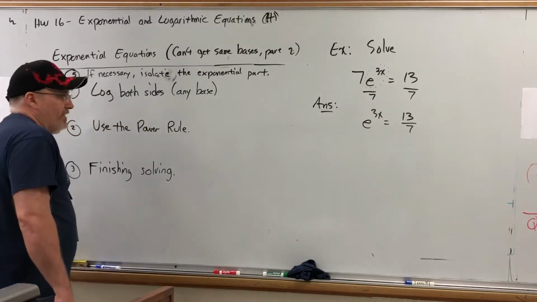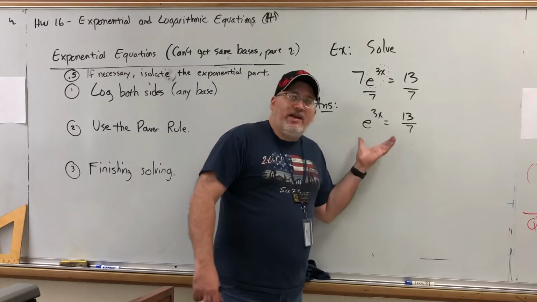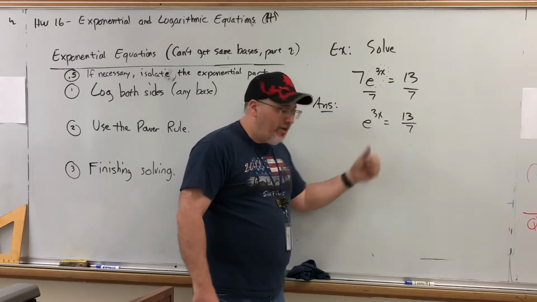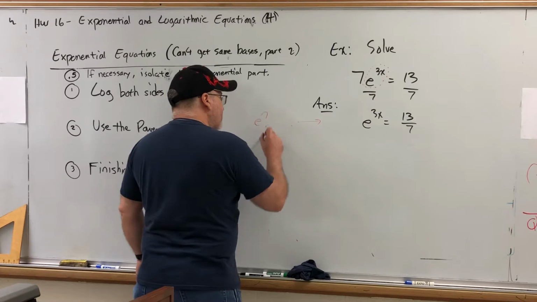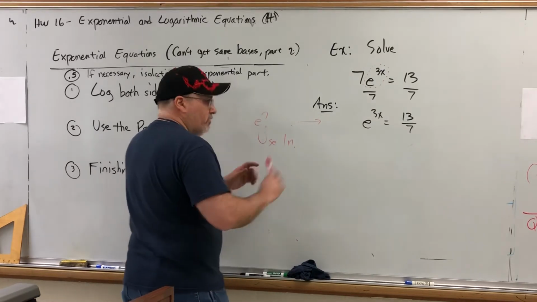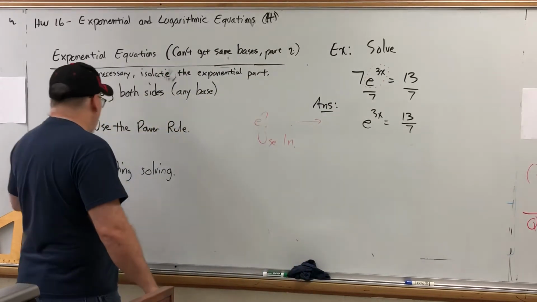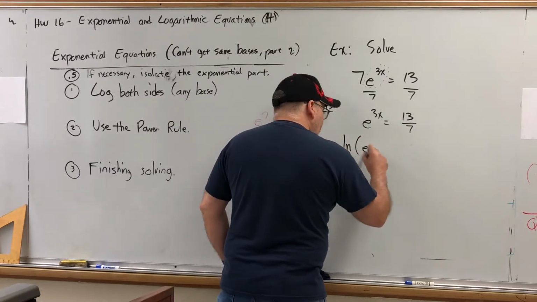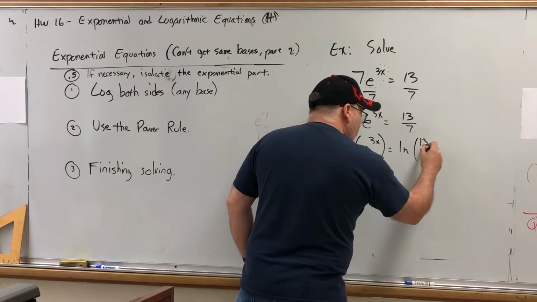Now we can log both sides using any base. Little word of advice. If you're about to bring out a logarithm of your choice and you have a base of e, you should use ln. If there's an e, use ln. This red marker's about to get thrown in the trash. So we're going to use natural log. So natural log of e to the 3x equals the natural log of 13/7.